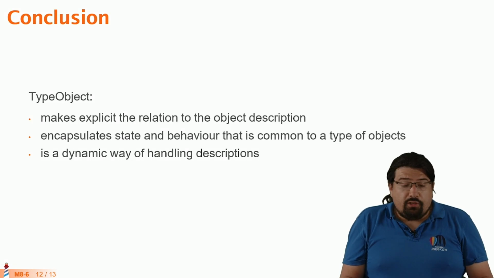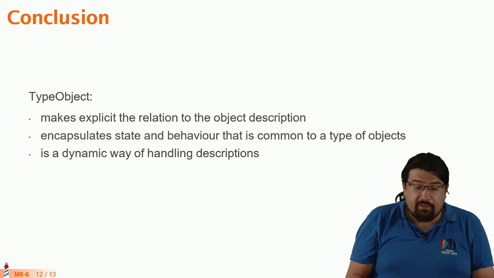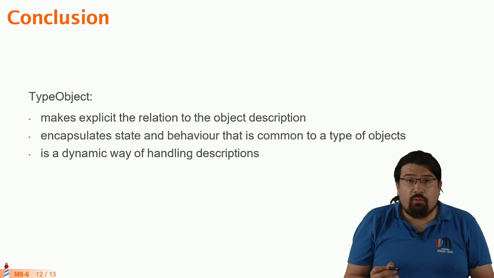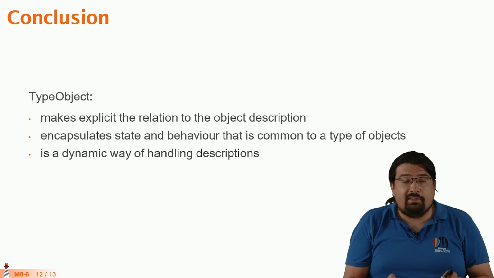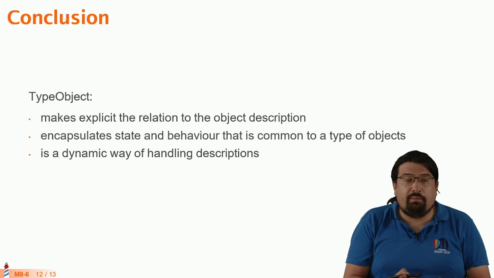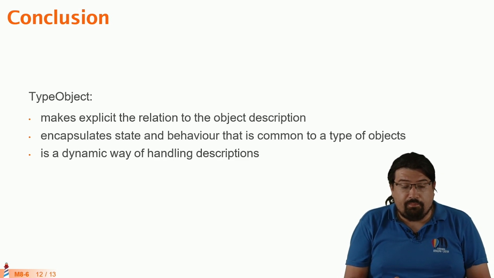As a conclusion, the idea of the type object is that we want to reify the description of a given object. We want to split the object in two different parts. One part that is specific for a given instance and one part that is common between many instances. Like this, we can make explicit this relationship.